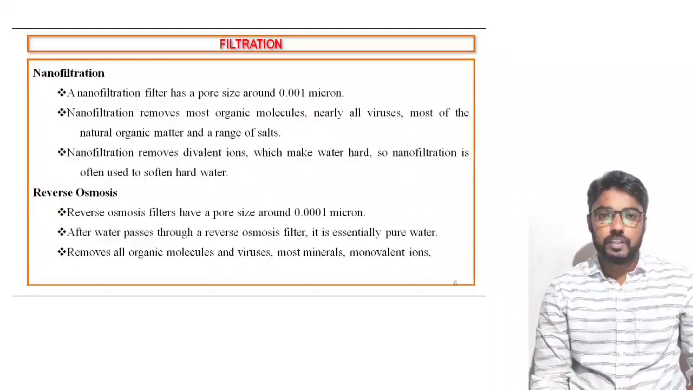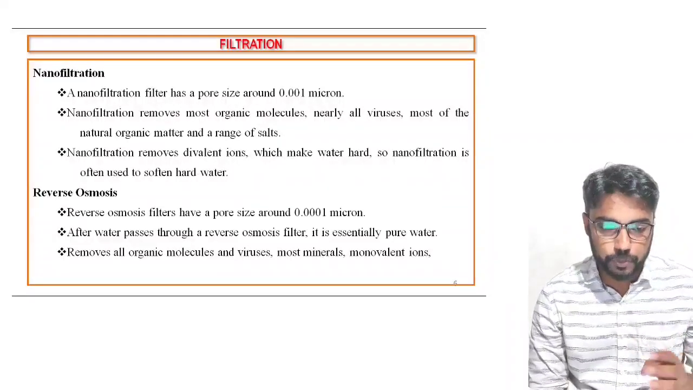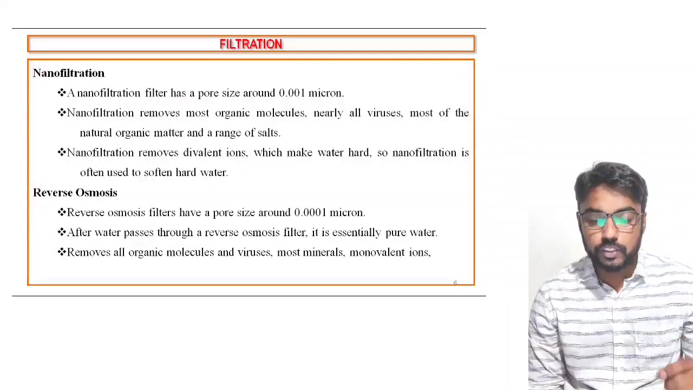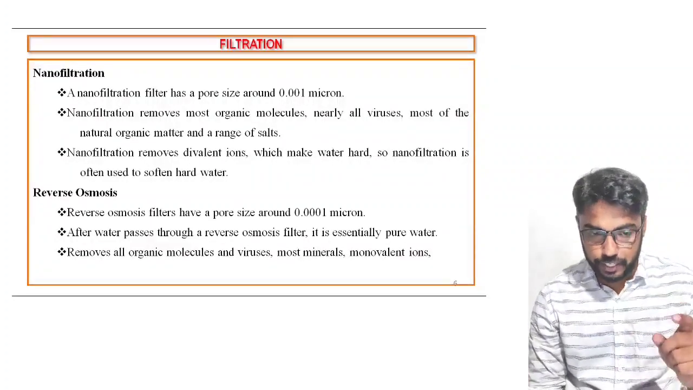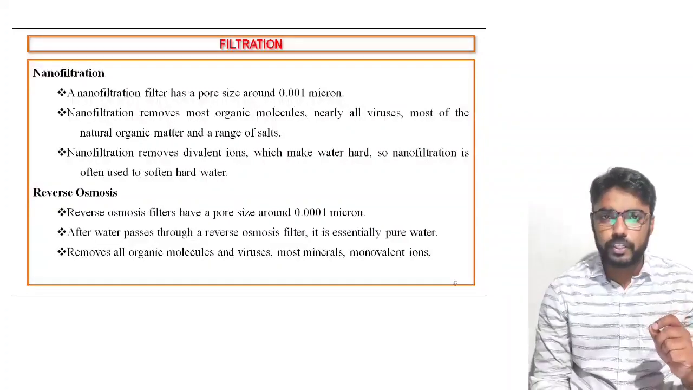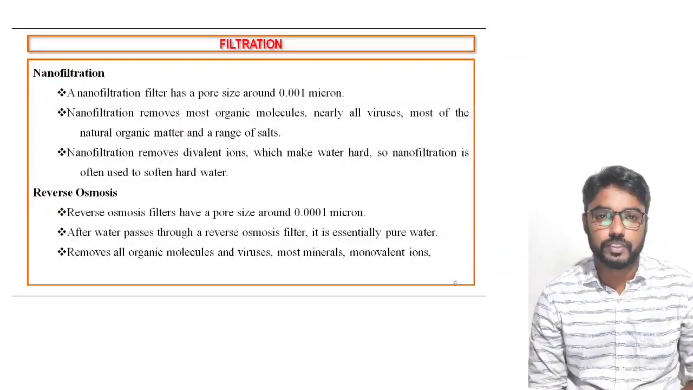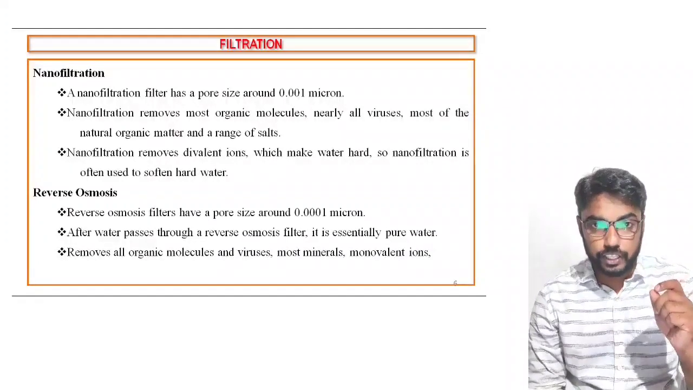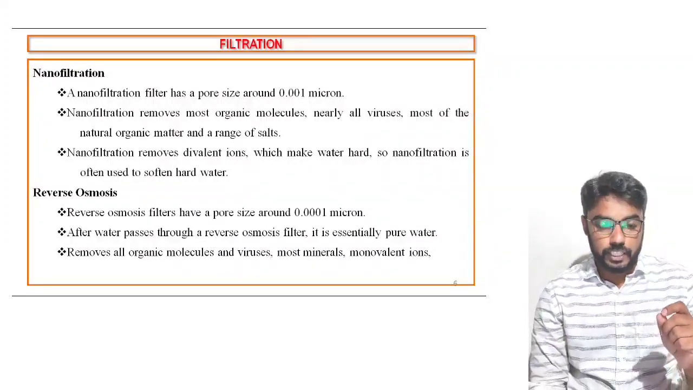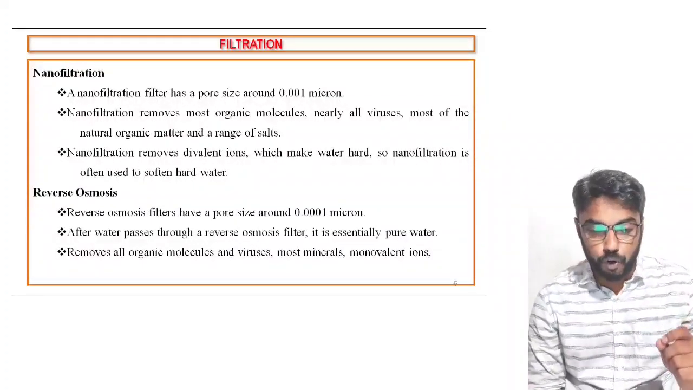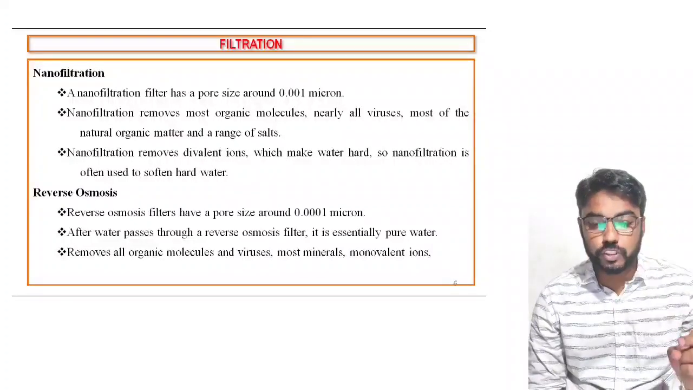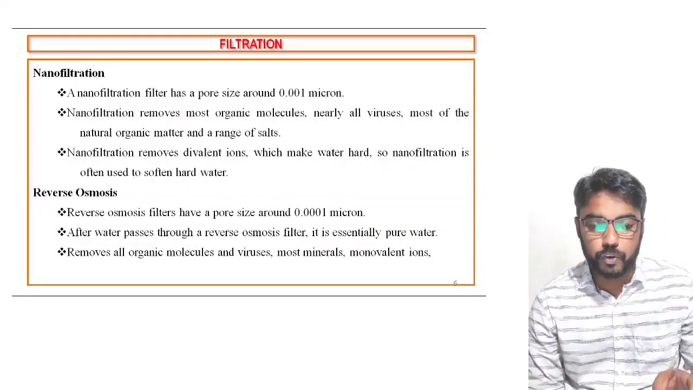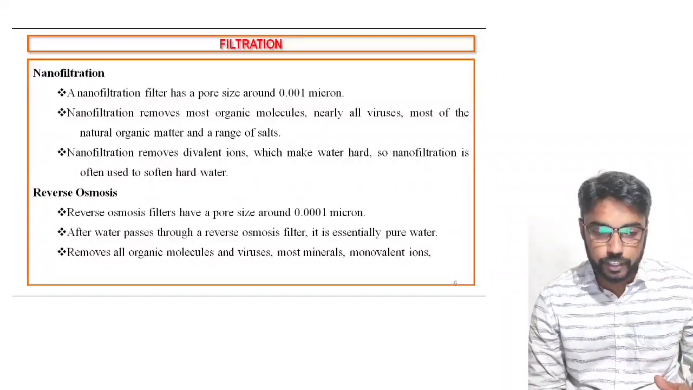Okay, and the next filtration is reverse osmosis, and this reverse osmosis filter has a pore size of around 0.0001 micron. Okay, and after passing through the reverse osmosis filter, it is essentially pure water. Reverse osmosis removes all organic molecules, viruses, most minerals, and monovalent ions, and all particles will be removed by the reverse osmosis process. Okay, this is about the reverse osmosis process.